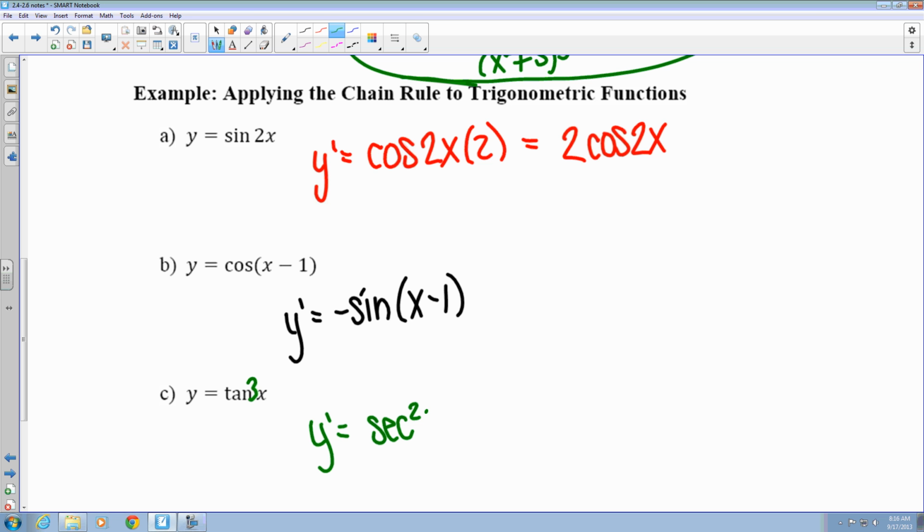Derivative of the outside, leaving the inside alone, times the derivative of the inside. So 3 secant squared 3x.